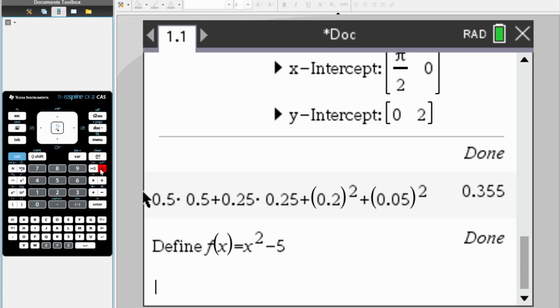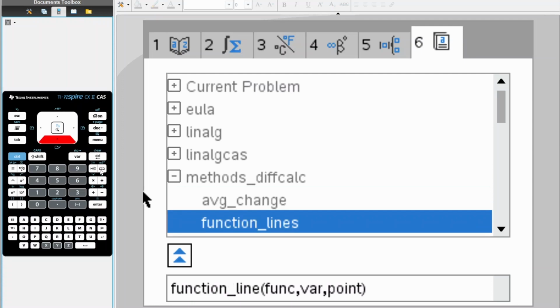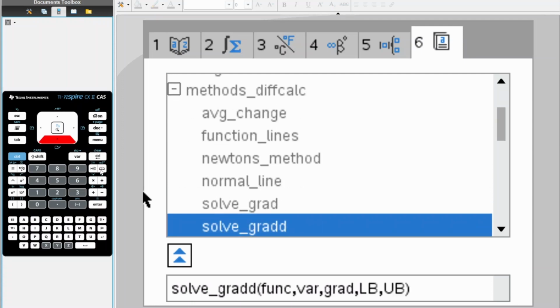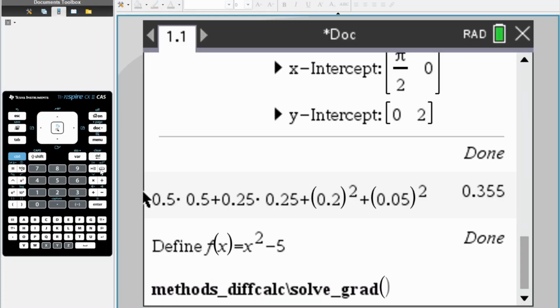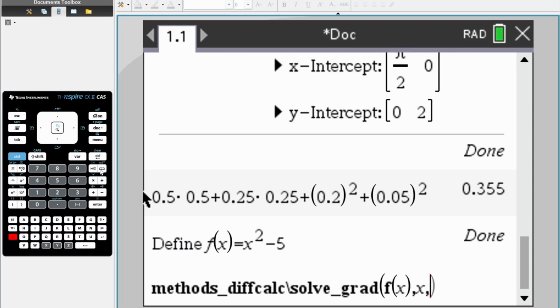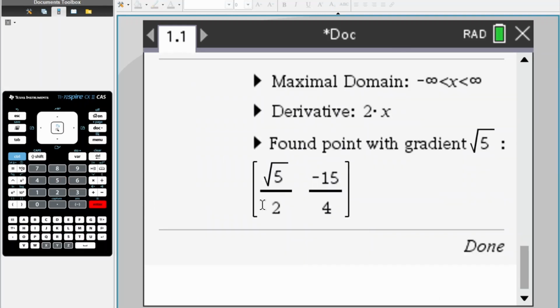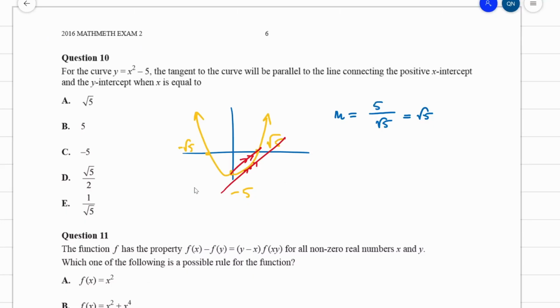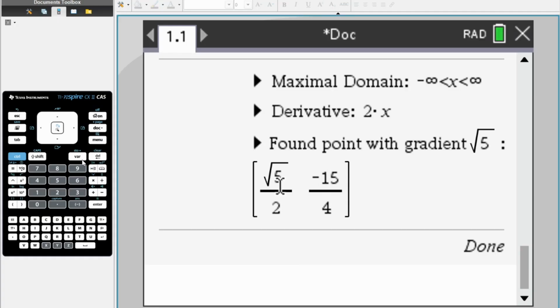You can just use the solve grad program on the CAS. Solve grad, and we just need to put in f of x, comma, square root of 5. And we found a point, root 5 on 2. If you don't have the programs, you'll just have to do, what was it?